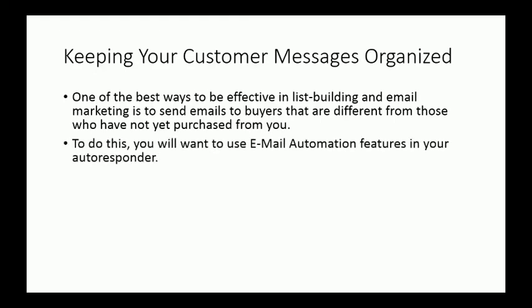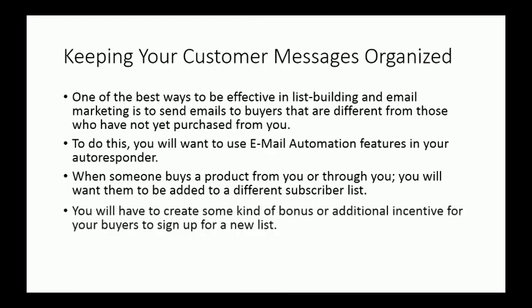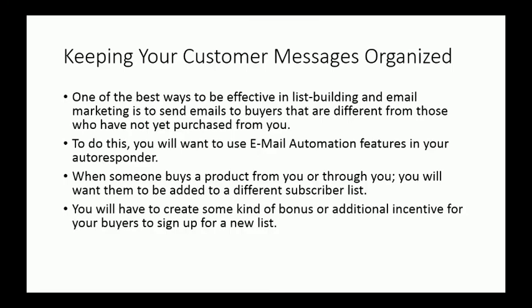And to do this, you're going to want to use a feature that is inside of most autoresponder companies. It is inside of GetResponse, and it is inside of companies like Aweber. You can actually use what's called email automation so that you can treat buyers and prospects differently. Now, when someone buys a product from you or through you, you will want them to be added to a different subscriber list. One of the ways that you can do that is you might create a fantastic bonus or an additional incentive for your buyers to sign up to a new list.